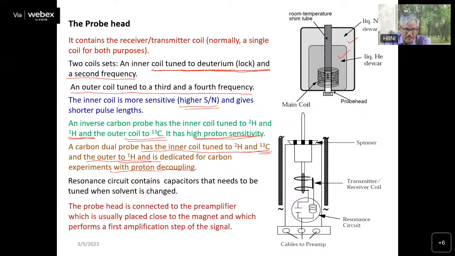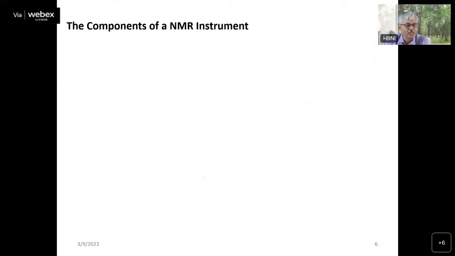And this probe head is connected to the preamplifier. These NMR signals are very weak actually, so they will be pre-amplified. This will be very close to the magnet, and then it will be further amplified and detected.